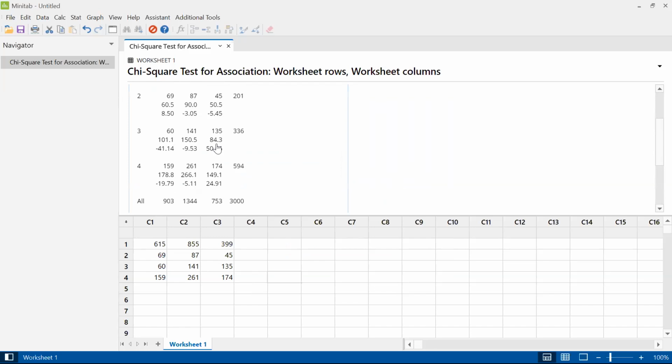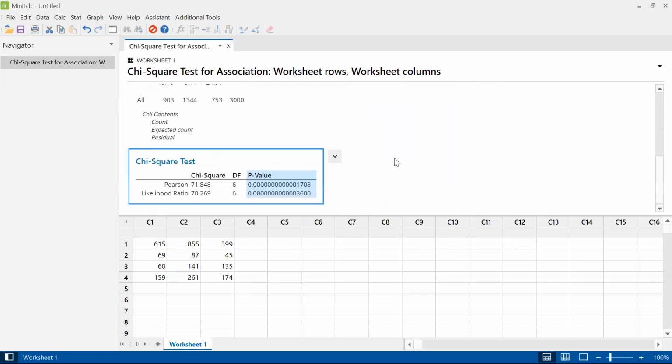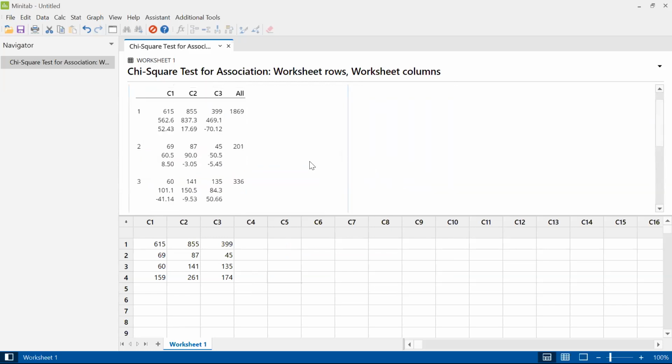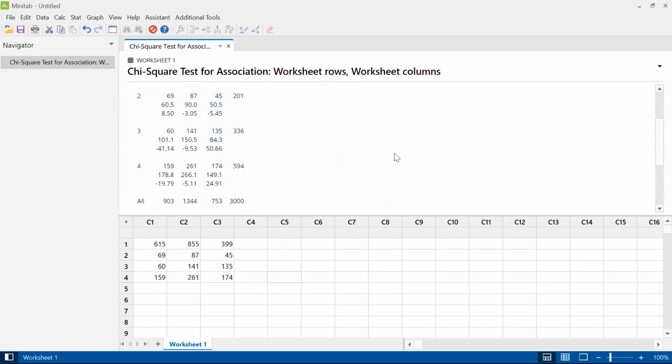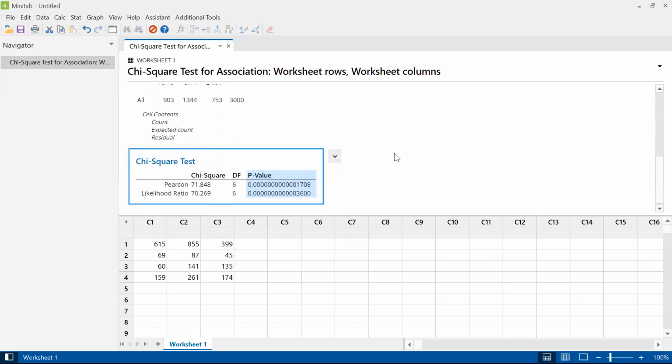Now, I should say that when you have a really big sample like this, like 3,000, you're typically going to have evidence of an association. You typically end up with small p-values unless these numbers are really, really close. So being off by 10% out of 3,000, that's usually going to say that you have evidence of an association. The association might not be very strong, but it's enough for the chi-square test. So for this first example, we do have strong evidence of an association.